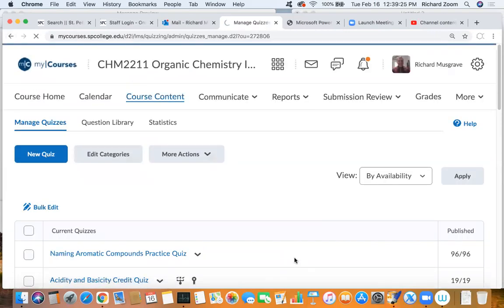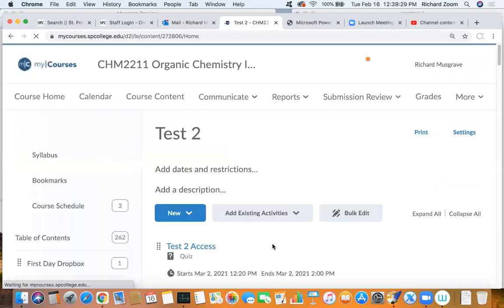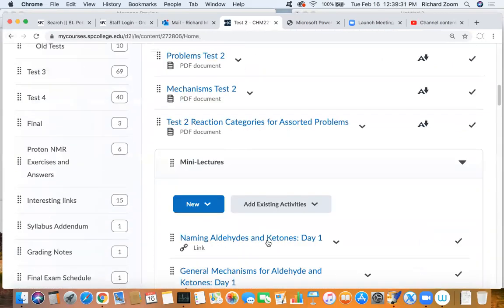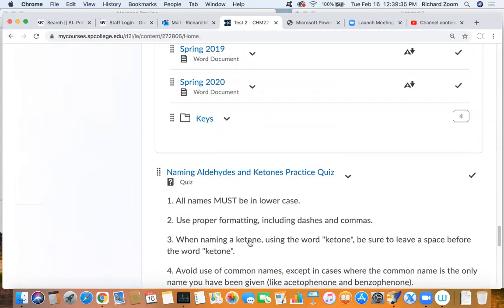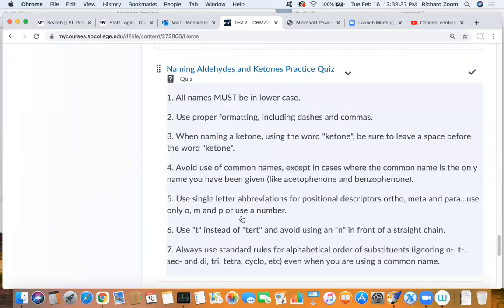Just make sure you read the directions on the quiz before you take it, and that will give you a good idea of the guidelines you need to follow. You can see them all here. Just make sure you read those.